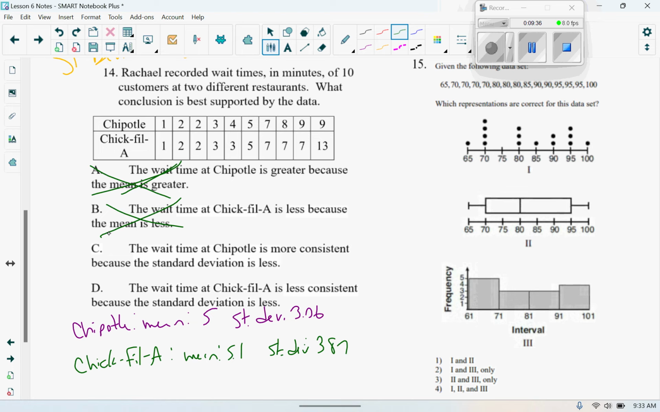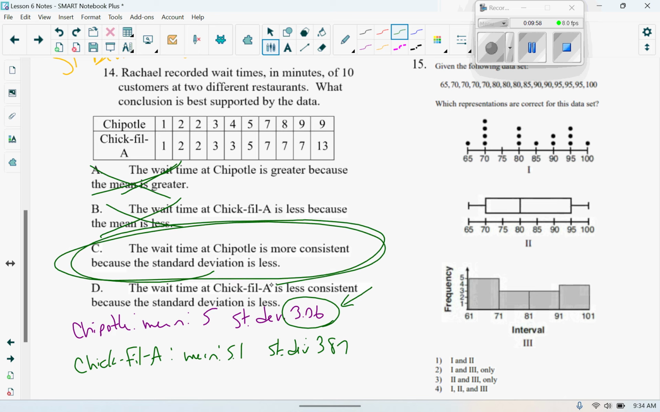Standard deviation tells us how much our data goes up and down from the mean, and the closer it is to 0, the more consistent it is. So what this means is at Chipotle, you're more likely to get a wait right around 5 minutes than you will at Chick-fil-A. So the wait time at Chipotle is more consistent because the standard deviation is less. Yes, that's what we want.